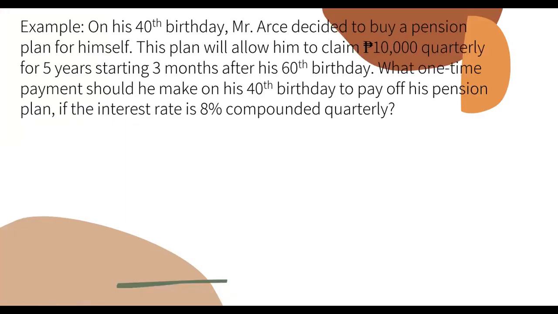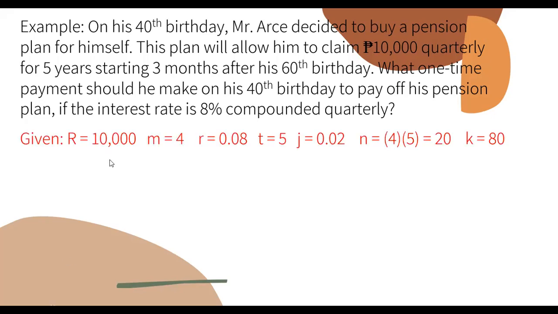Okay, tingnan natin itong problem na to. On his 40th birthday, Mr. Arce decided to buy a pension plan for himself. This plan will allow him to claim 10,000 quarterly for 5 years, starting 3 months after his 60th birthday. What one-time payment should he make on his 40th birthday to pay off his pension plan if the interest rate is 8%, compounded quarterly? So based on the problem, these are 4.